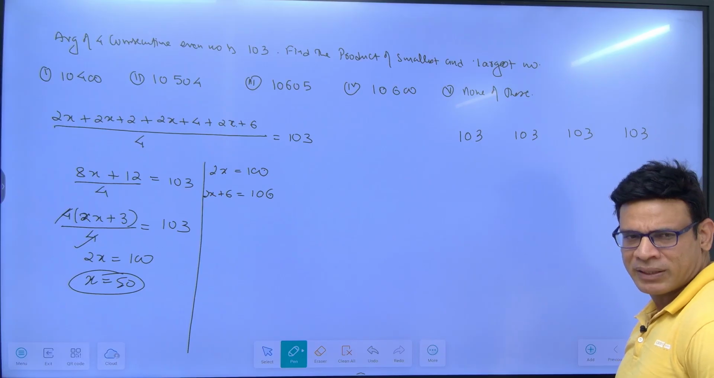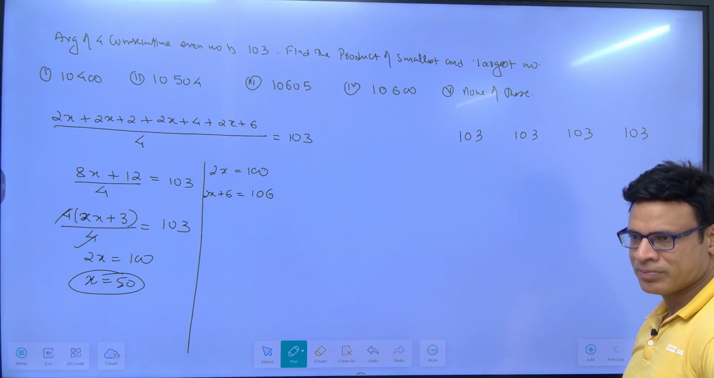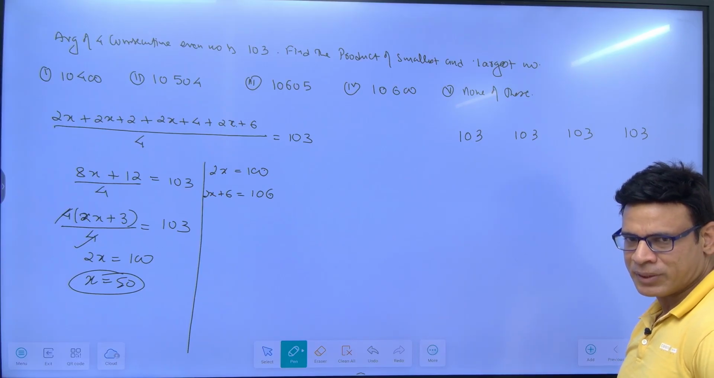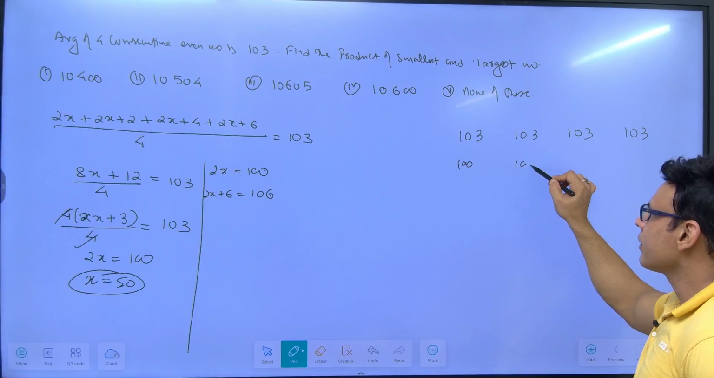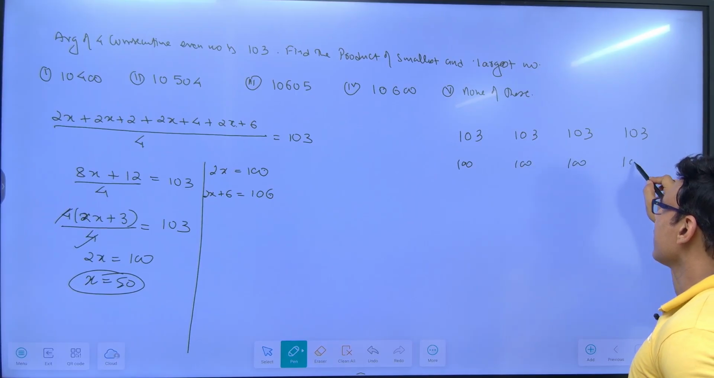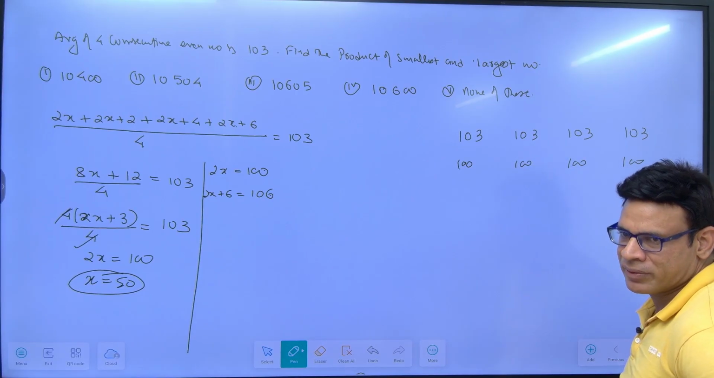Let's keep 100 to each, right? 100 बना देते हैं सबको initially. So this will be what? 100, 100, 100. How much extra do we have?